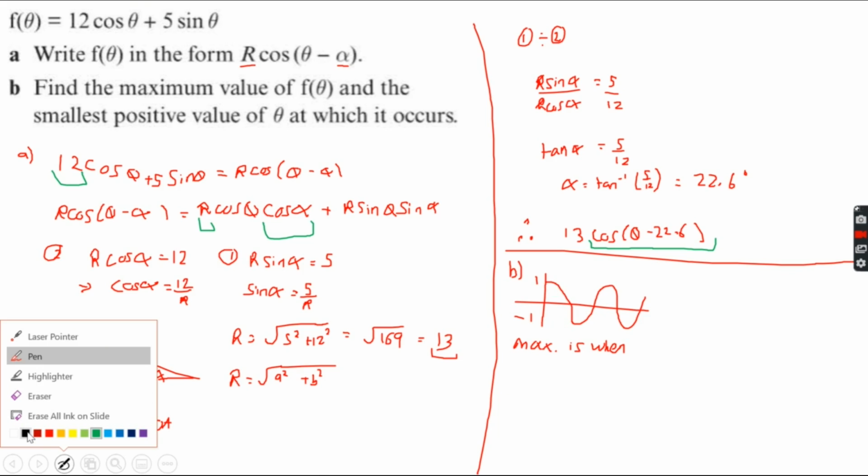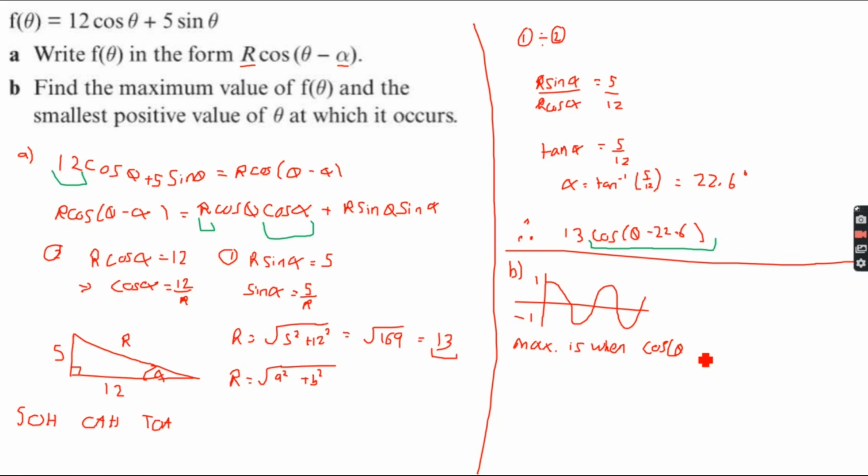So the maximum is when that expression, cos theta minus 22.6, equals 1. Okay. So if we make that equal to 1, well, we've just got 13 times 1, right? So we replace all this, what's underlined in green. We replace this as 1. So 13 times 1 is 13. So the maximum height, the maximum value of f theta, equals 13. All right. And we're also asked to find the smallest positive value of theta at which this occurs.